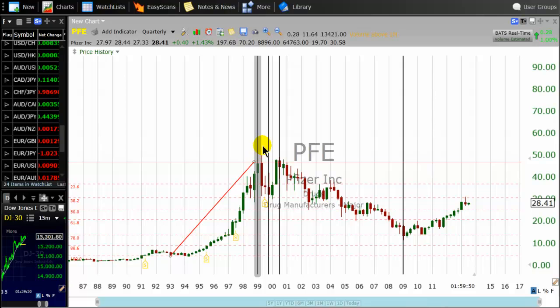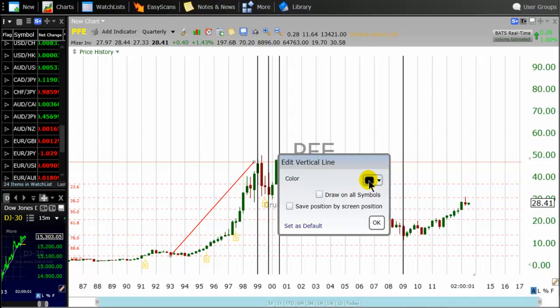I have here some lines which I'm going to color. You can see here, this is the year 1999. I'm speaking fast because I don't want the video to be too long. So I'm going to color this vertical line in blue. This is the starting point.